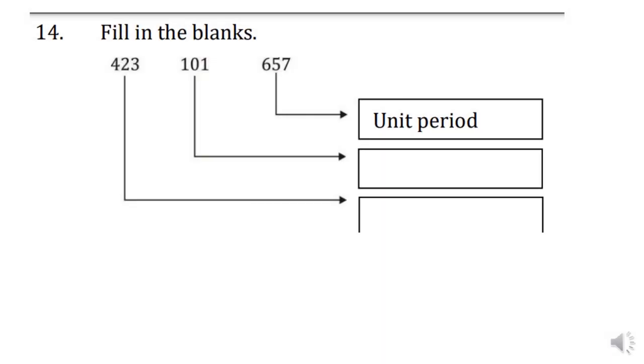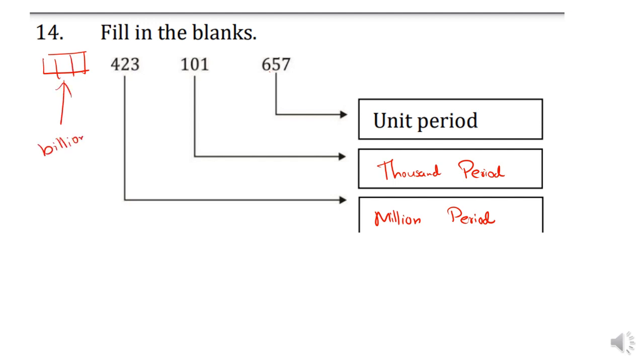So fill in the blanks. In this one, unit period, and the second one is 1000 period. And this one is million period. And if there is another one here, that should be billion period. So actually, you don't have to write something like this. I have added this part for your knowledge.